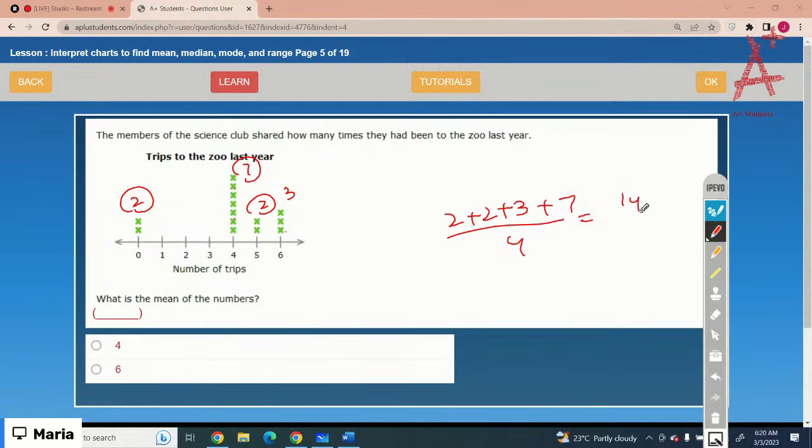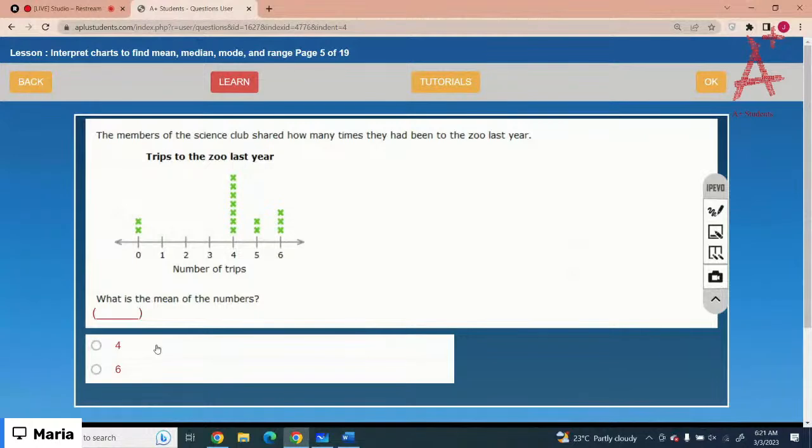That makes 14. 14 over 4 is 3.5, and when you round off the number it is 4. Got it? That means they visited the zoo 4 times. You cannot visit the zoo 3.5 times. The answer must not have a decimal number, so it would be rounded off to 4. Got it?